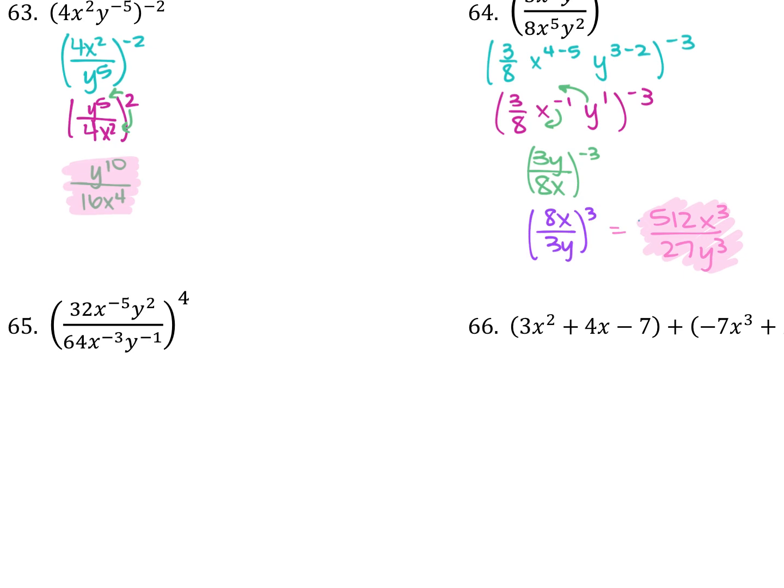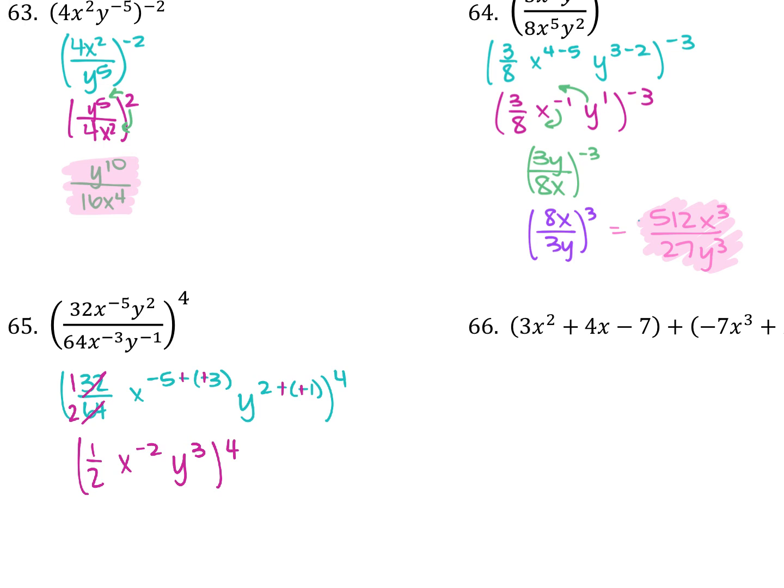For 65, we have 32x to the negative fifth power, y to the second power, over 64x to the negative third power, y to the negative first power, all raised to the fourth power. That 32 over 64, you're going to separate. Then you have x to the negative fifth minus the negative third, and y to the second minus the negative first. So that 32 and that 64, they're both divisible by 32. So the 32 becomes 1, the 64 becomes 2. So that's just 1/2. Then you have x to the negative second and y to the third.